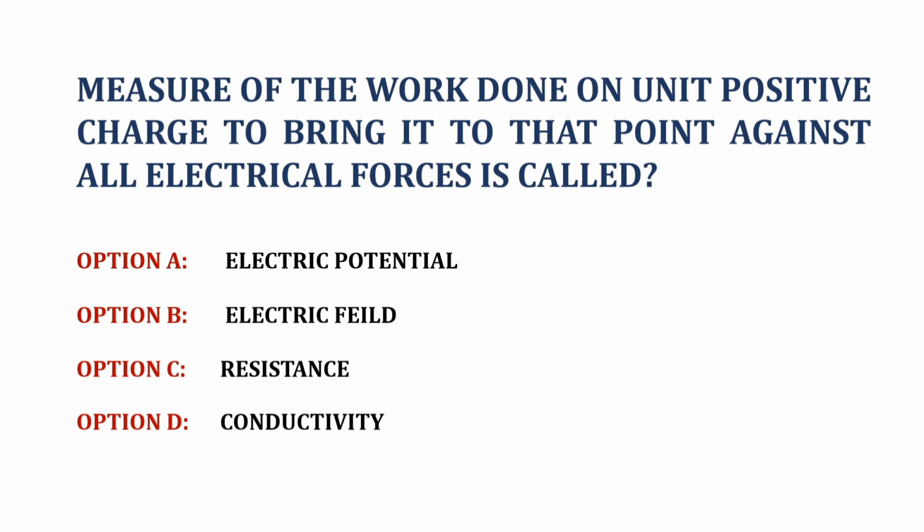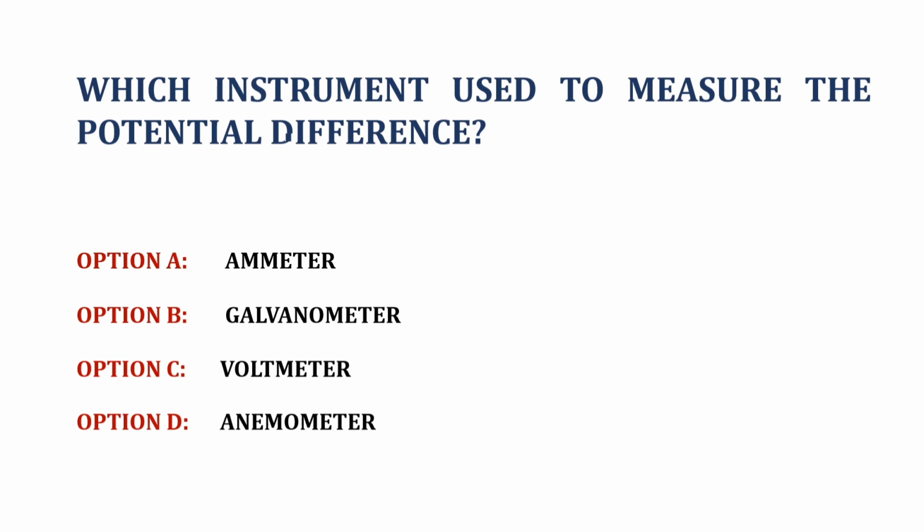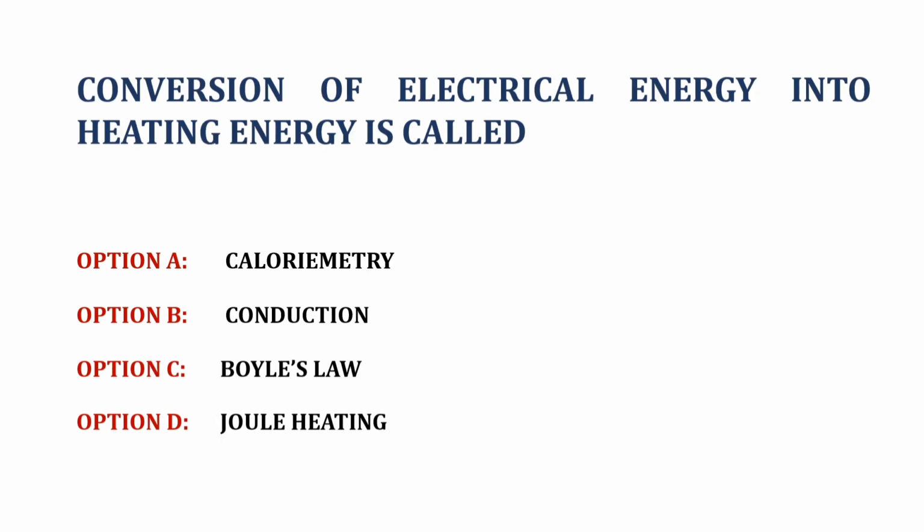Measure of work done on unit positive charge to bring it to that point against all electrical force is called? Option A, electric potential. Which instrument is used to measure the potential difference? Option C, voltmeter. Conversion of electrical energy into heating energy is called?